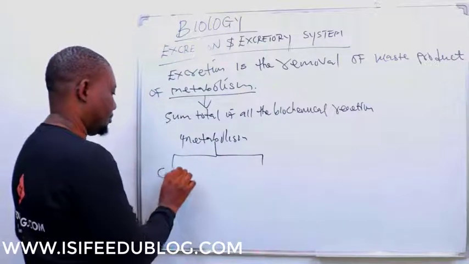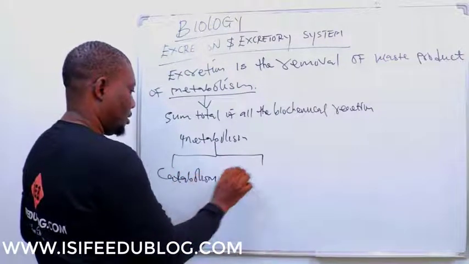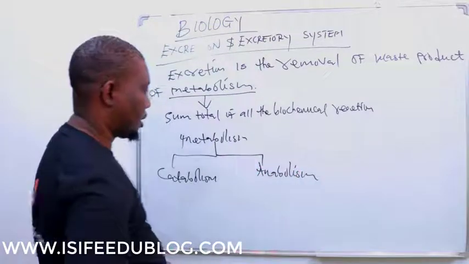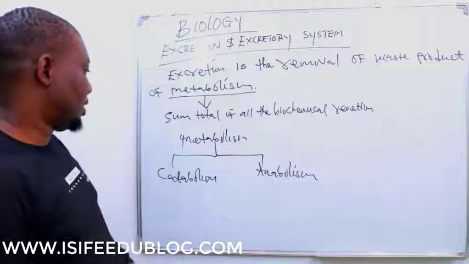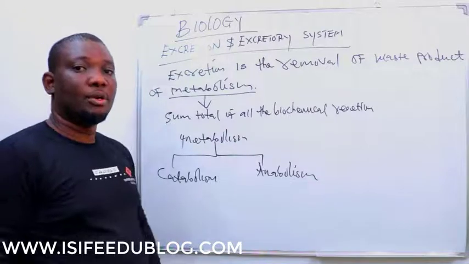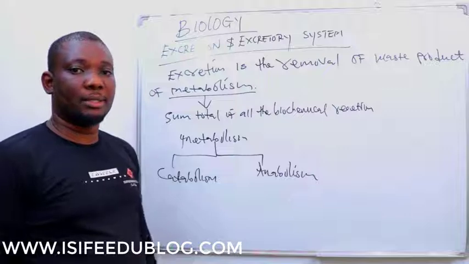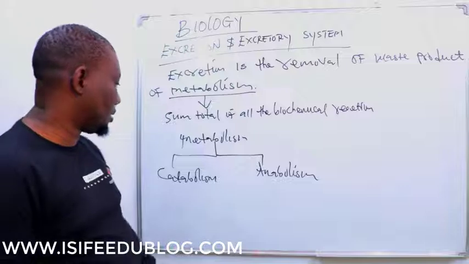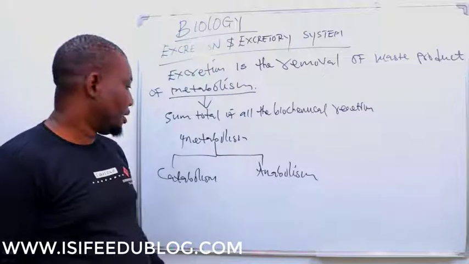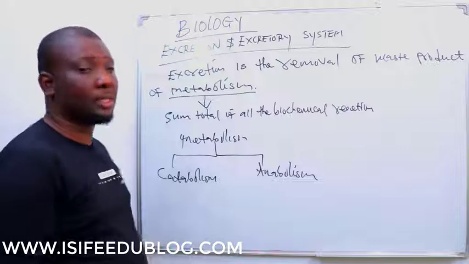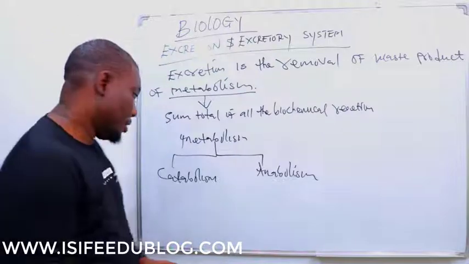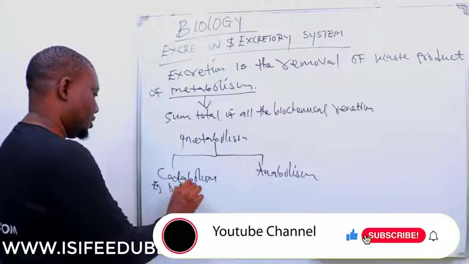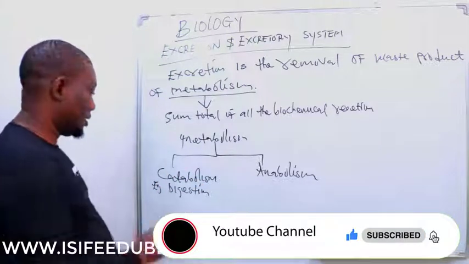We have catabolism and then we have anabolism. An aspect of metabolism that involves breakdown of complex molecules, the splitting or breakdown of complex molecules into simpler molecules, is known as catabolism. An example of a catabolic process is digestion. Digestion is a catabolic process.